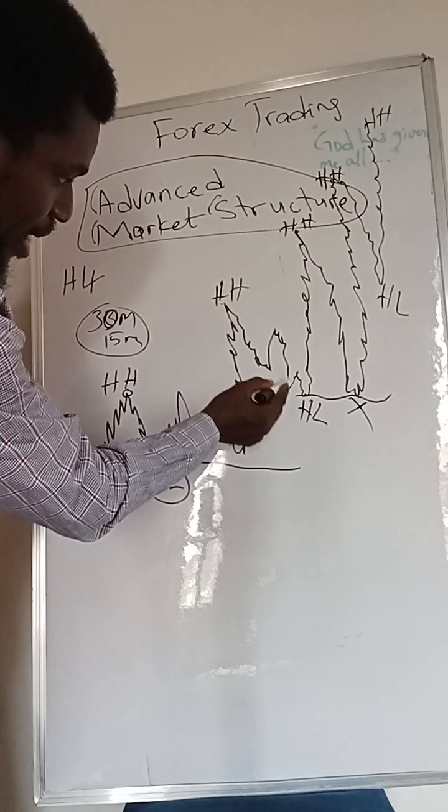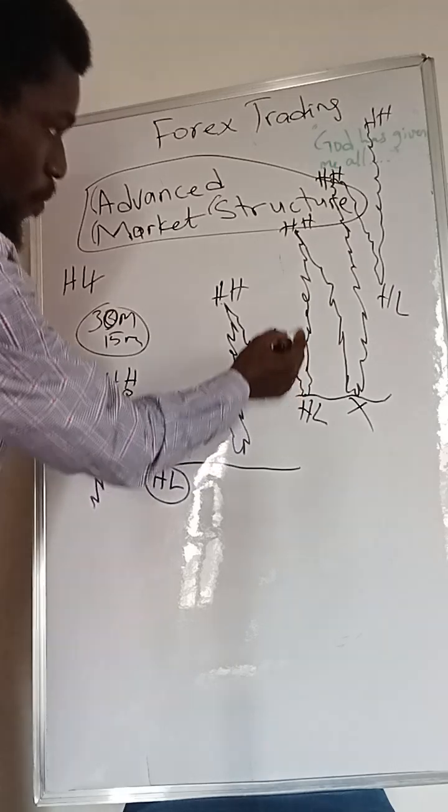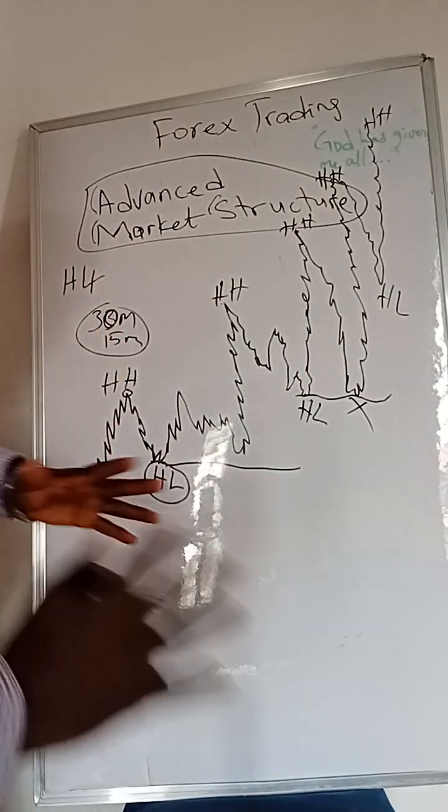Now, up from here to here is a structure. It went down, it broke out, it retested again down, then it went up. So that is a structure. If you go to like 5 minutes, you see that it gives you a complete structure.